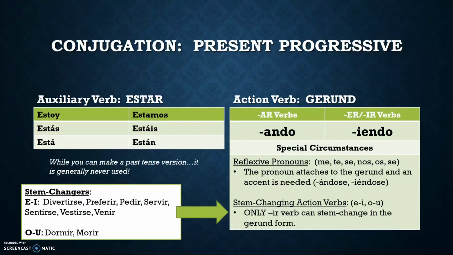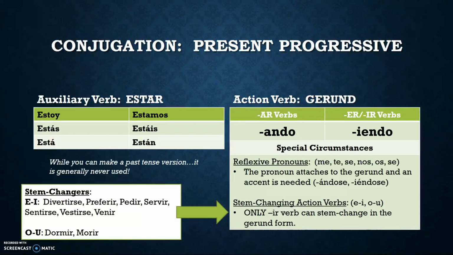So to conjugate, we also need two parts for the conjugation. The first part being the auxiliary verb, estar. We use the present tense of estar: estoy, estás, está, estamos, estáis, están. And then the second part is where we take the action verb and turn it into the gerund.